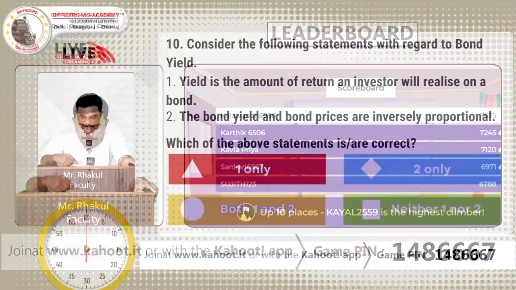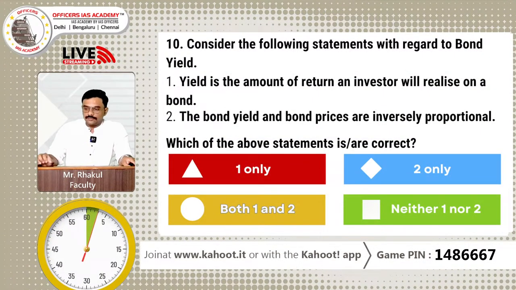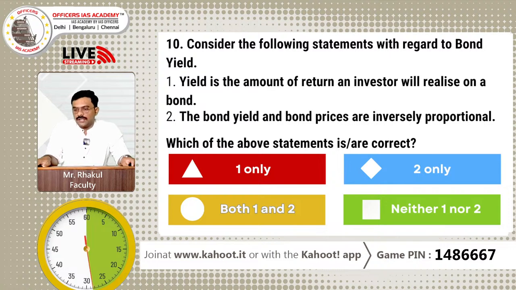Question number 10. It is again related to economy. Consider the following statements with regard to bond yield. Statement 1. Yield is the amount of return an investor will realize on a bond. Statement 2. The bond yield and bond prices are inversely proportional. Which of the above statements are correct? Option A, 1 only, option B, 2 only, option C, both 1 and 2, option D, neither 1 nor 2.